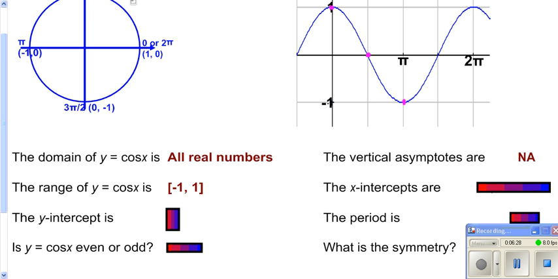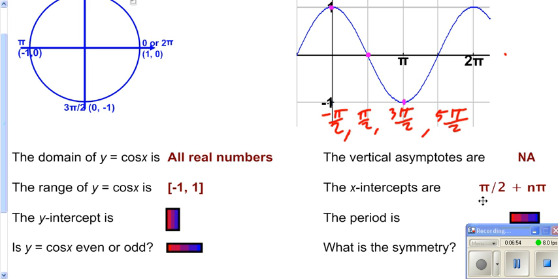Your x-intercepts are at pi over 2, 3 pi over 2. You have another one over here of -pi over 2. Your next one over here would be at 5 pi over 2. It looks like it's the odd multiples of pi all divided by 2. So a second way you could write that is pi over 2 plus any multiple of pi.